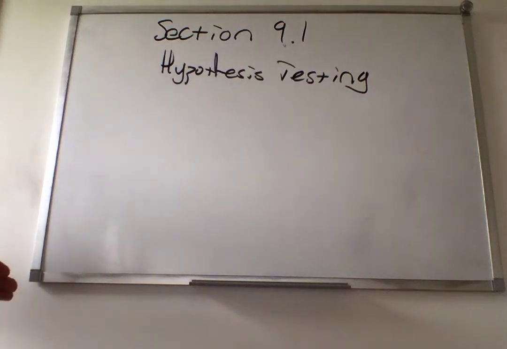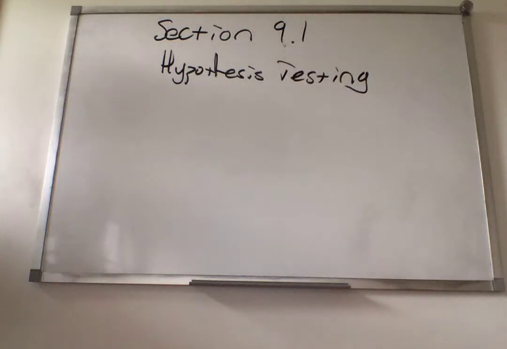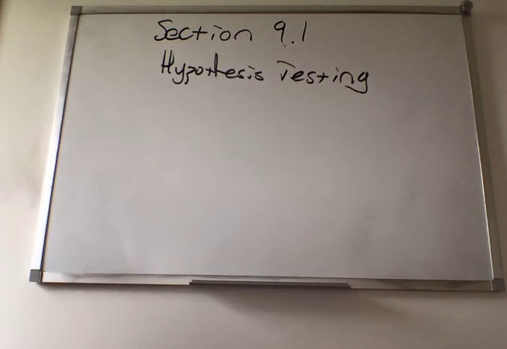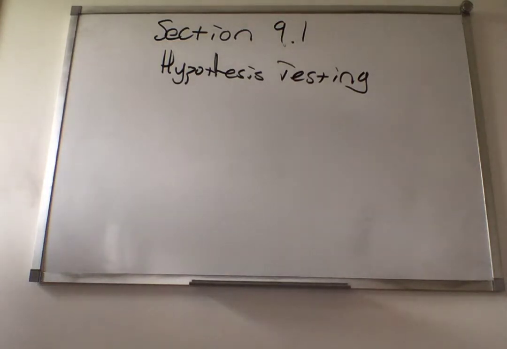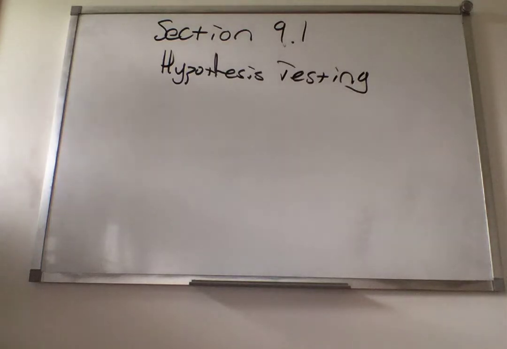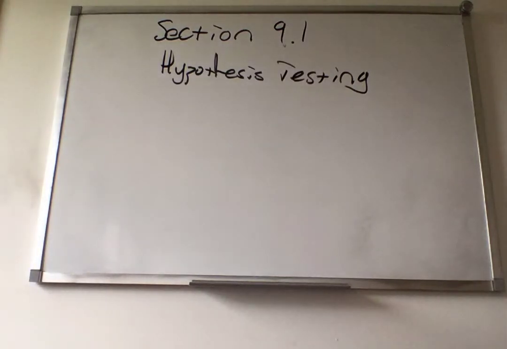So now we're going to go over hypothesis testing. It is another part of inferential statistics. If you recall, Chapter 8 was the first thing we were doing with inferential statistics. We were finding confidence intervals. Confidence intervals allowed us to have a good estimate of where the population parameter would be.